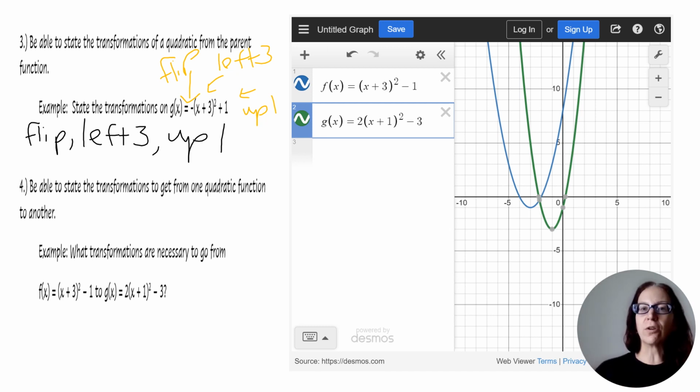So this one is a little bit trickier because you're not starting at the parent function. You're going to start at some other function. So I'm going to go ahead and delete that one and type in function f, which is (x plus 3) all squared minus 1. So that blue function there is our starting point. So we're going to start at function f, and then we're going to go to function g.